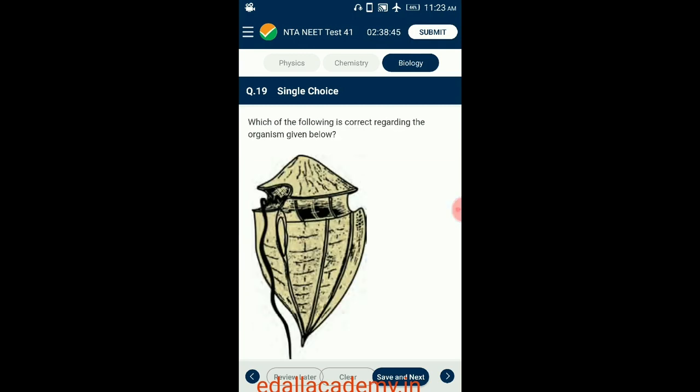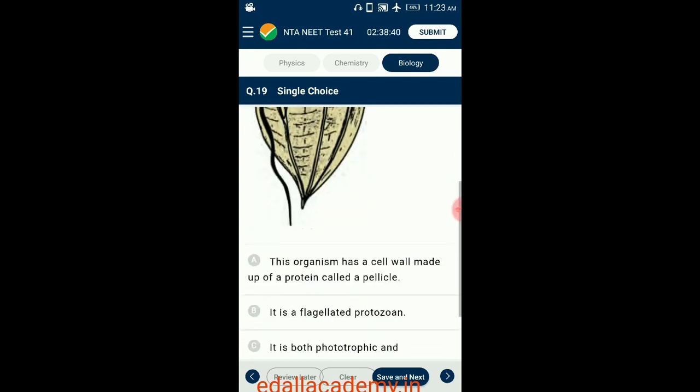Question number 19. Which of the following is correct regarding the organism given below? The given organisms are mostly marine and photosynthetic. They appear yellow, green, brown, blue or red depending on the main pigments present in their cells. The cell wall has stiff cellulose plates on their outer surface. Most of them have two flagella.